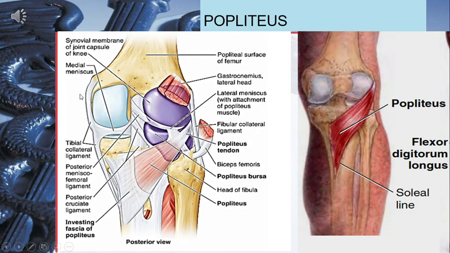Popliteus is a small, thin, triangular muscle of the deep group, which is very important regarding the knee joint. You can observe here that it has a tendinous origin from the lateral aspect of the lateral condyle of femur and also from the lateral meniscus. This tendon passes between the fibrous capsule and the synovial membrane, and then it comes out from the posterior aspect of the fibrous capsule and is inserted as a muscular insertion on the posterior aspect of tibia.